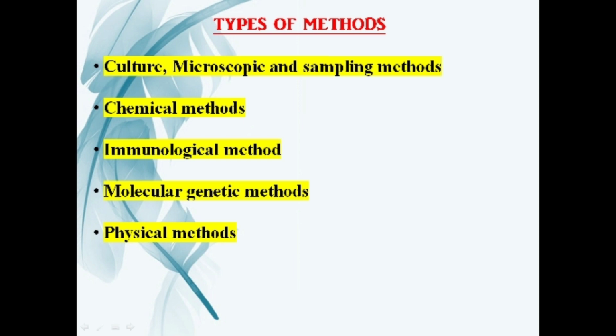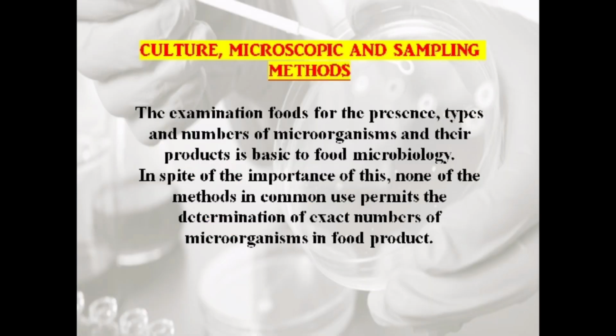There are different detection methods for microorganisms. Types of methods are culture, microscopic and sampling method, chemical method, immunological method, molecular genetic method, and physical method. Culture, microscopic and sampling method.